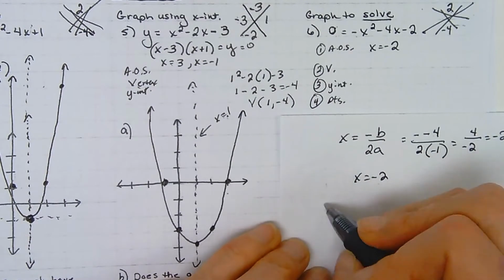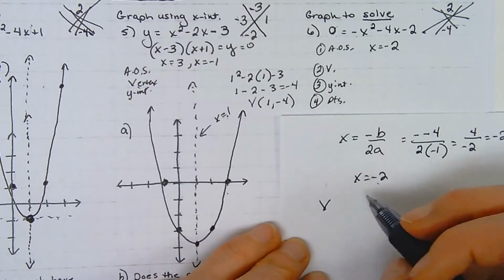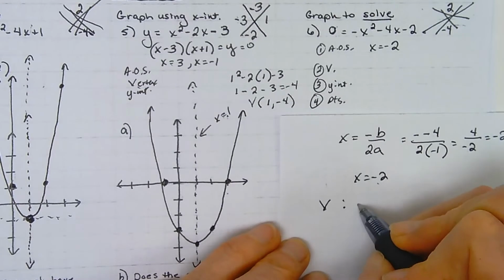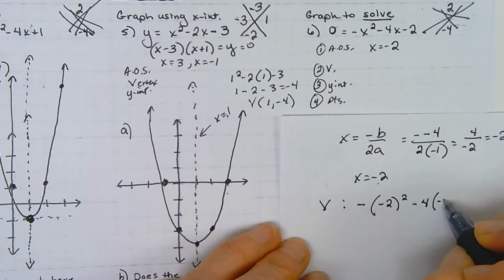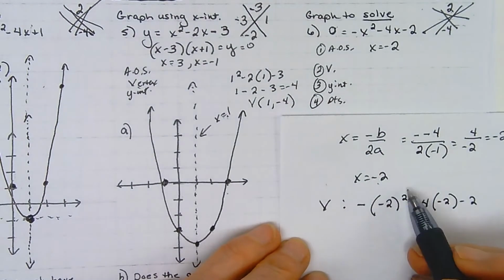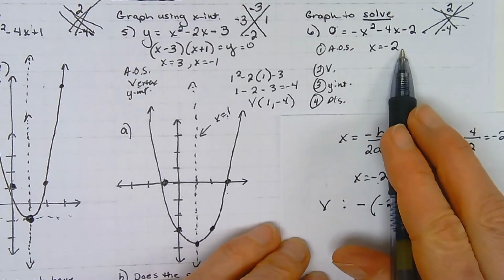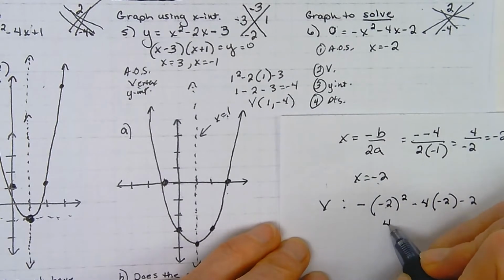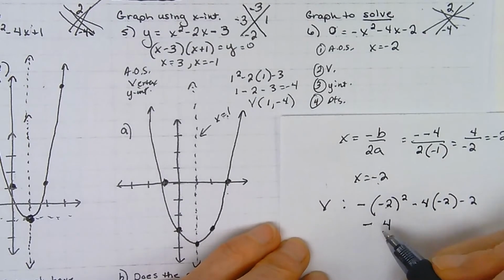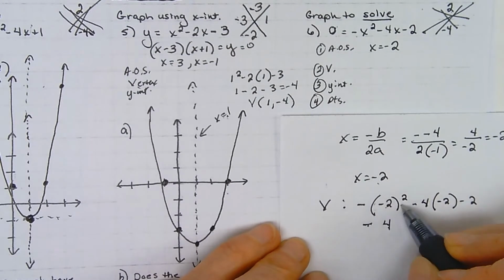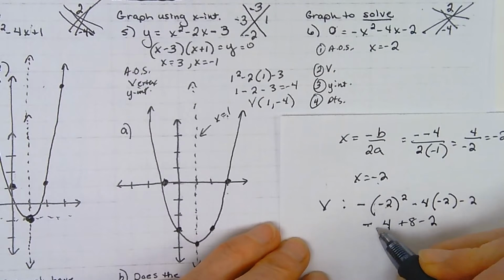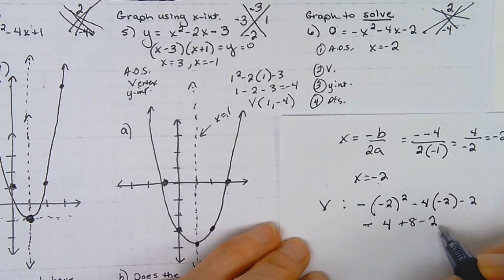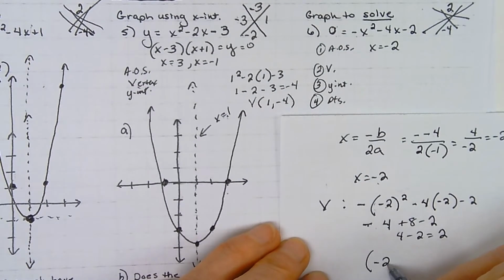To find the vertex, I put that value into the function and see what y value I get out. So the opposite of negative 2 squared minus 4 times negative 2 minus 2. I'm just putting negative 2 into the function. This becomes 4, but it's a negative on the outside, so it's negative 4. Plus 8 minus 2. Negative 4 plus 8 is 4. 4 minus 2 is 2. So the vertex is at negative 2, 2.